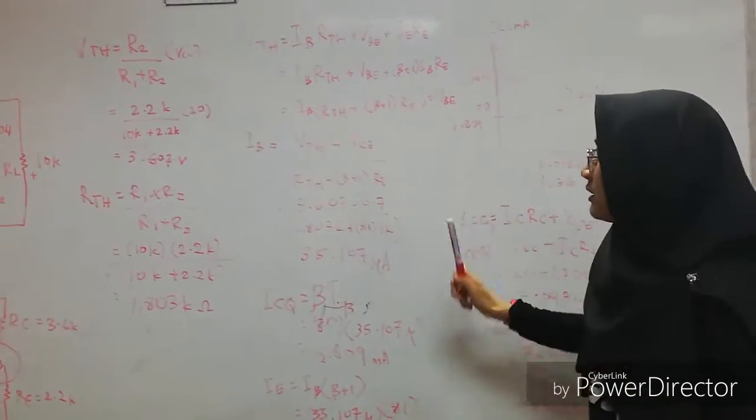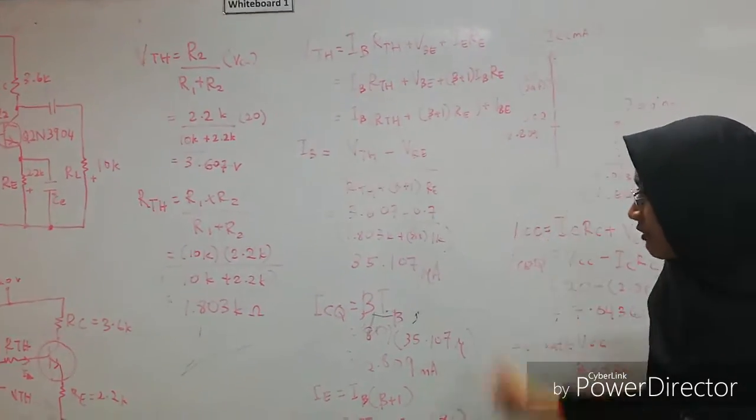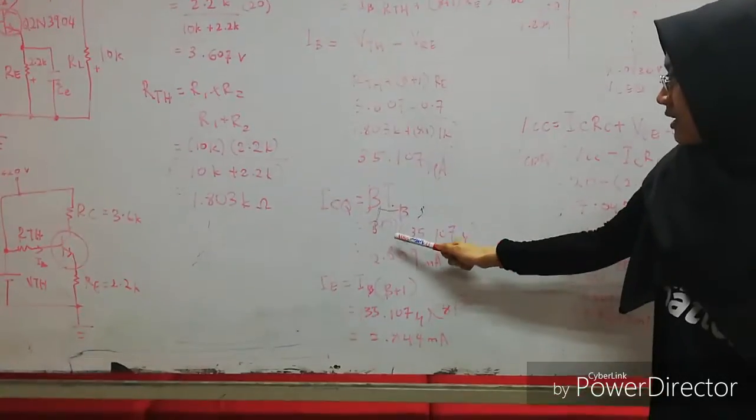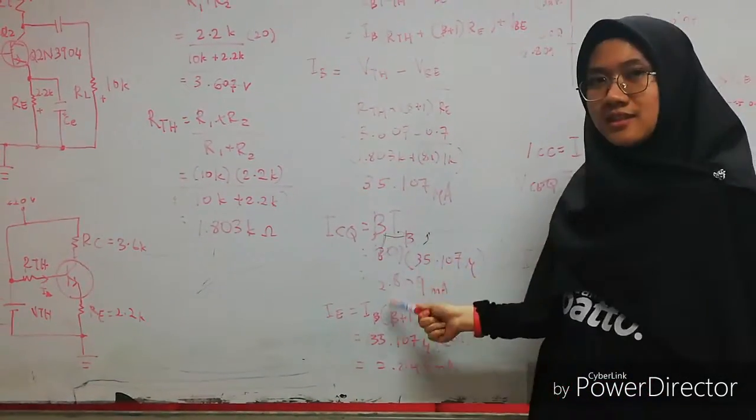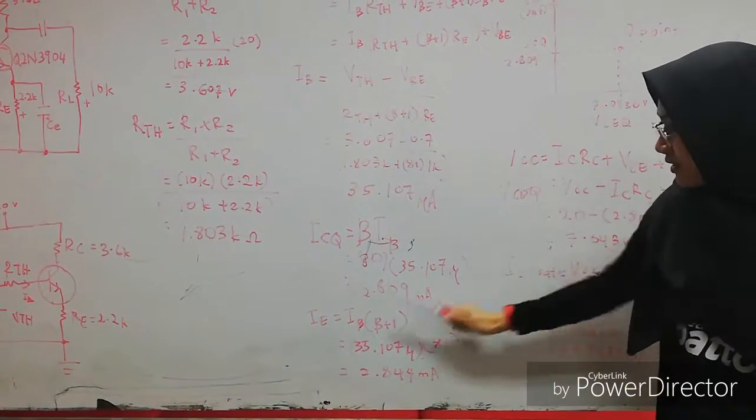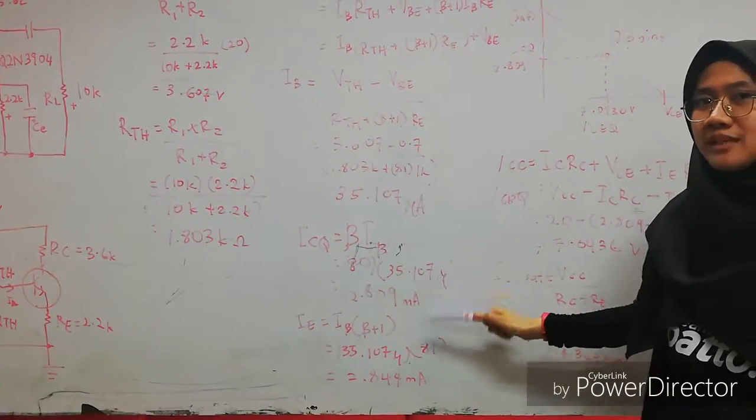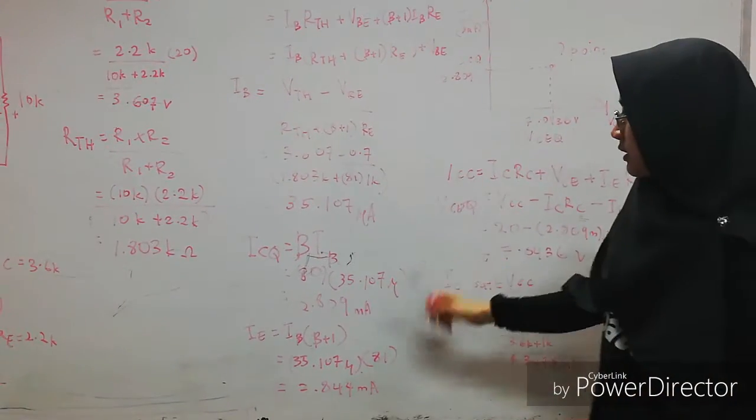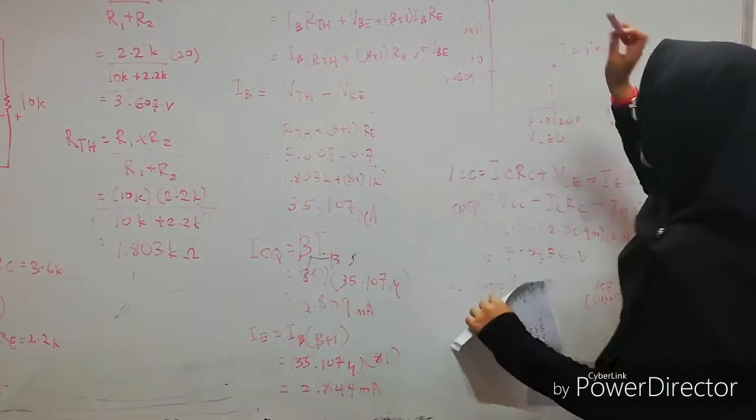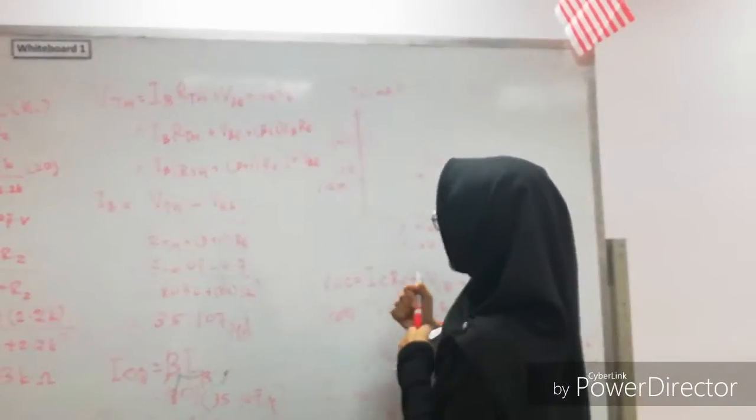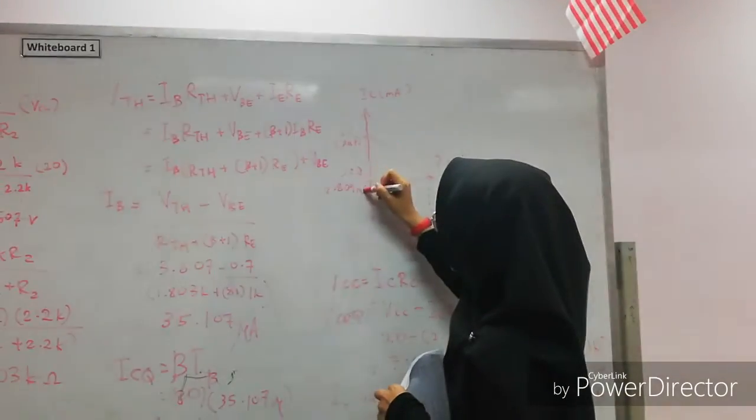So after this, we can find the value of ICQ, which is beta. The value given is 80 times IB from this, and the answer is 2.809 milliampere. Okay, so we plot this into the DC load line, which is 2.809 milliampere.